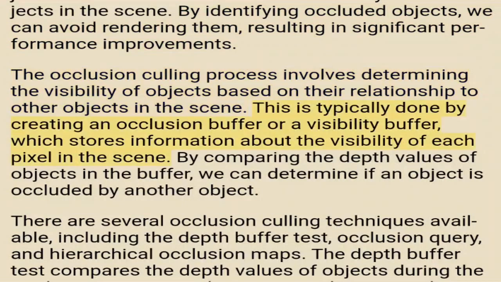This is typically done by creating an occlusion buffer or a visibility buffer, which stores information about the visibility of each pixel in the scene. By comparing the depth values of objects in the buffer, we can determine if an object is occluded by another object. There are several occlusion culling techniques available, including the depth buffer test, occlusion query, and hierarchical occlusion maps.